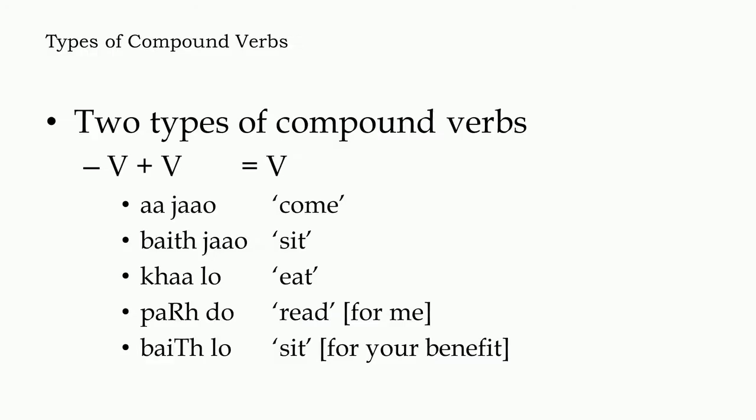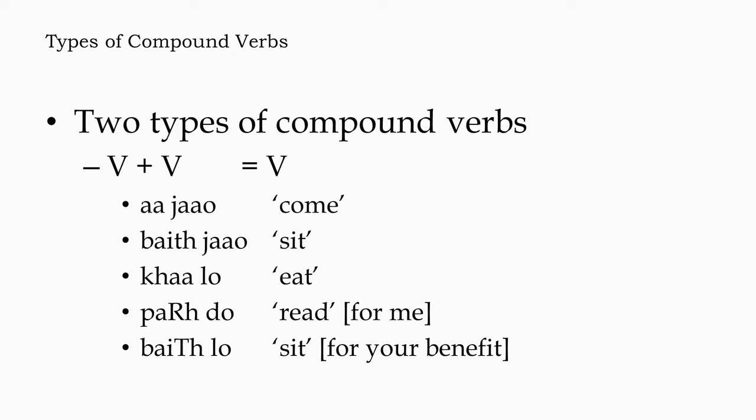There are two types of compound verbs in natural languages, in the languages where compound verbs are found. First type is a V plus V construction, where we have two verbs coming together and giving us one construction with one specific interpretation and meaning. In such a construction, both the parts are verbs. Look at the screen and you can see examples like aa jao, baith jao, kha lo, padh do and padh lo.